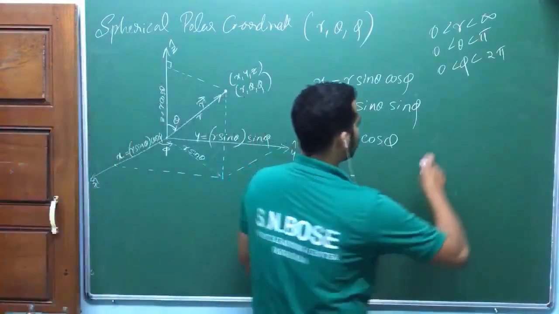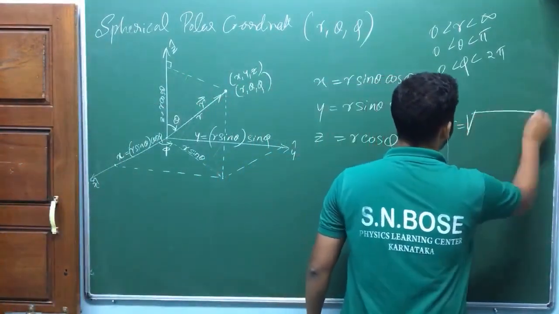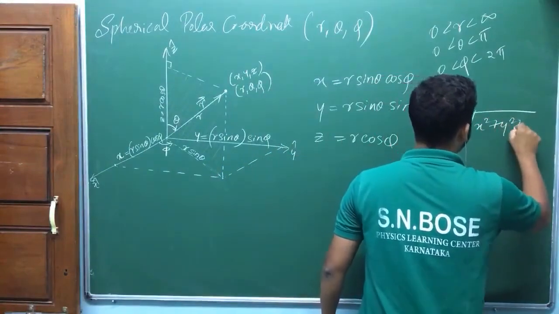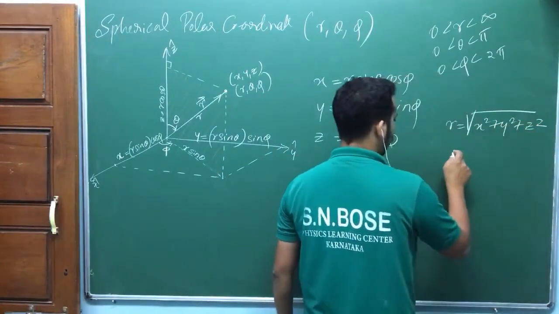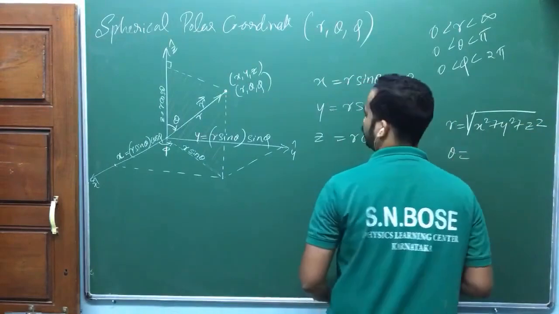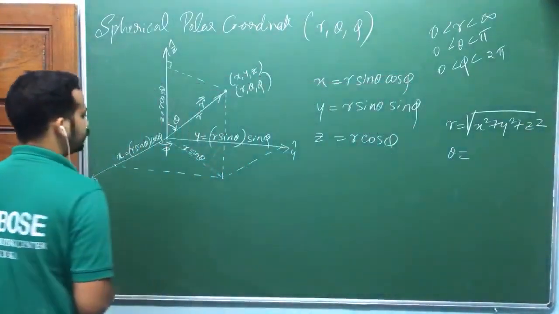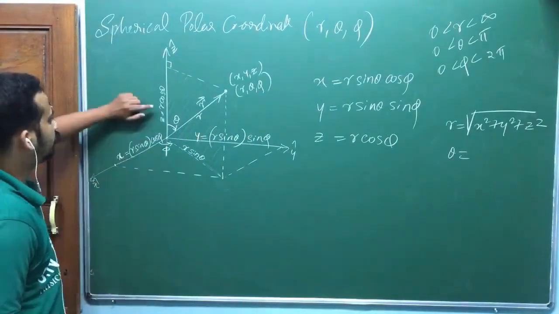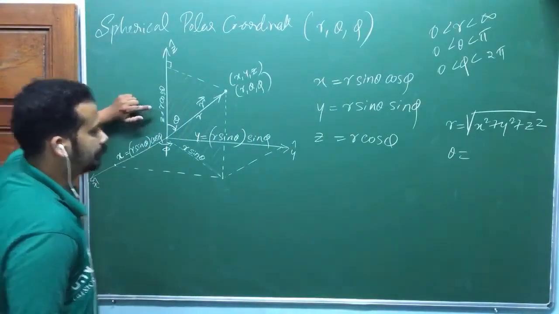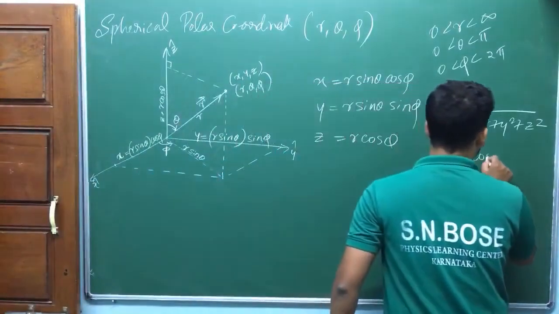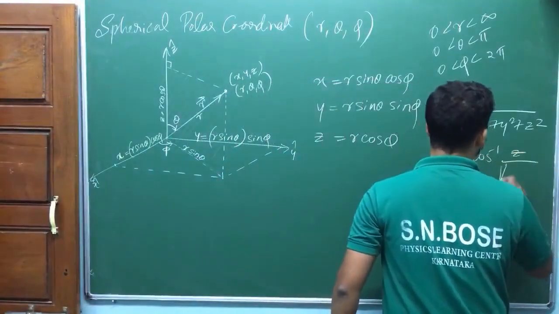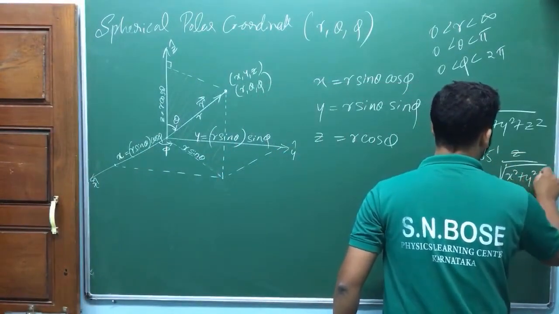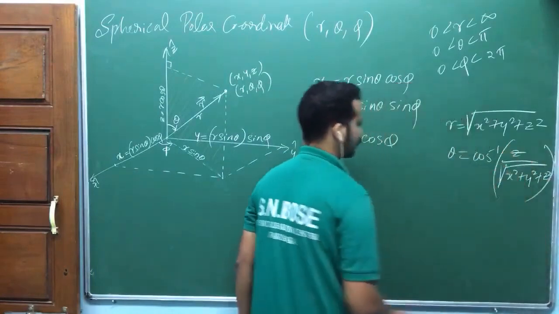And similarly, you can invert this equation. r is equal to root of x square plus y square plus z square. We already know. Okay. So theta is equal to, how do you define theta here? Better to define theta here using cos theta. Am I right? Cos inverse of z by r, where r is nothing but root of x square plus y square plus z square. Z divided by r actually.